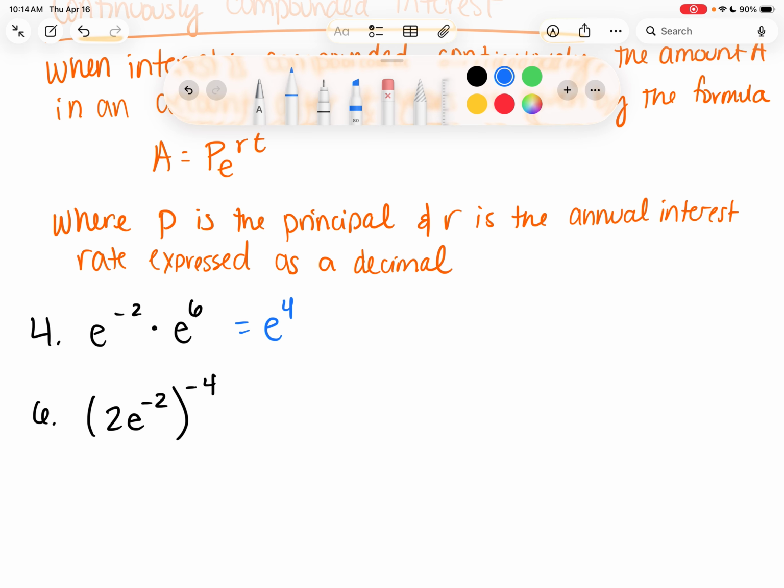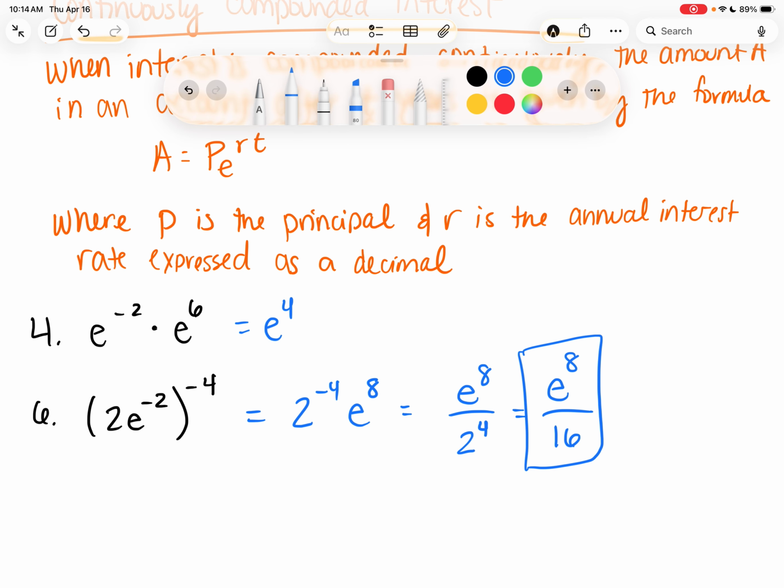So yeah, I would probably distribute the negative 4 exponent first to get 2 to the negative 4, and then that was going to give me e to the positive 8. Multiply the exponents there. Then what do I need to do? Take the negative 4 to the bottom. Yep, I need to move this to the bottom. So this would be e to the 8th over 2 to the 4th. And what's 2 to the 4th? 16. So e to the 8 over 16.